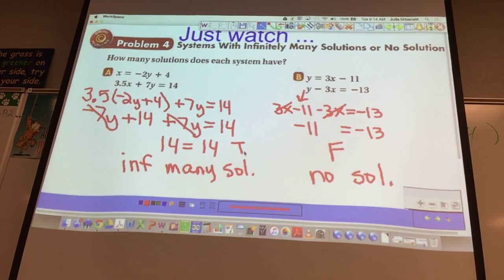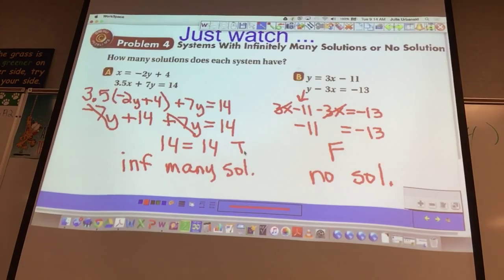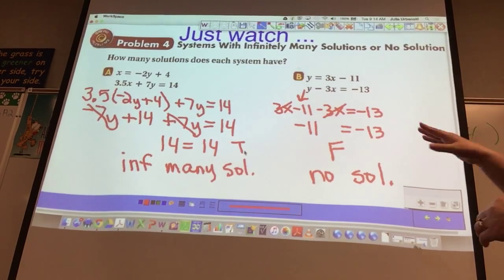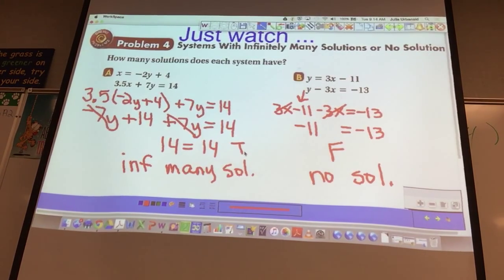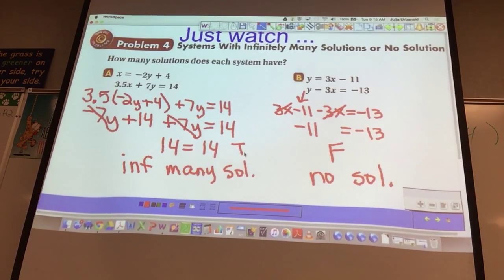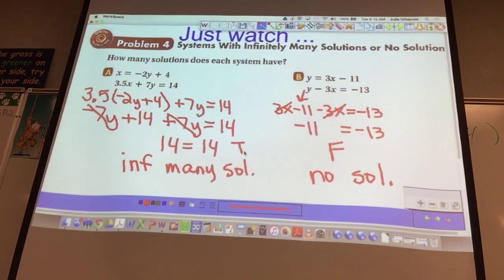Everything else is the same. You find one value for one variable and you plug it in. But if everything weird happens and the variables are gone, Bradley, are you listening? When all the variables disappear, you have to ask yourself, is what's left over true or false? If it's true, infinitely many solutions. If it's false, no solutions, and that's for the rest of the semester.